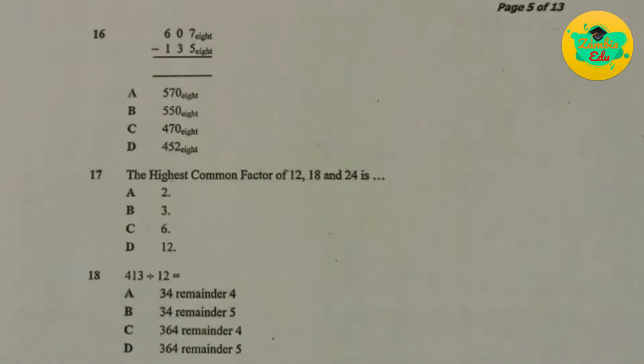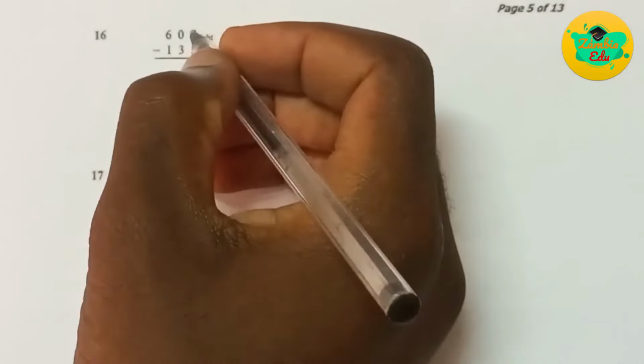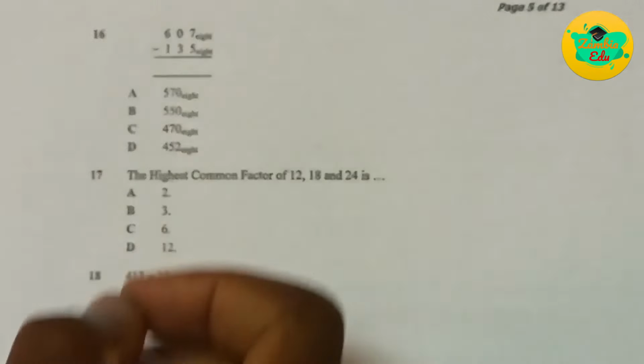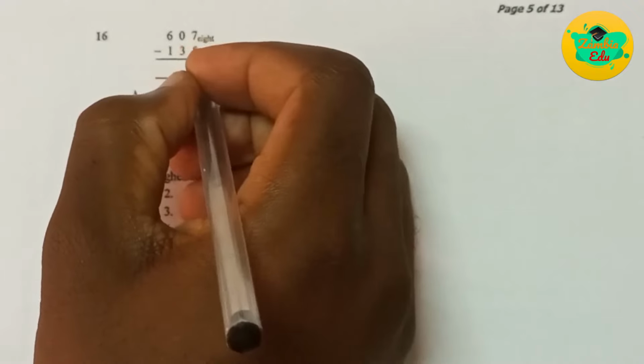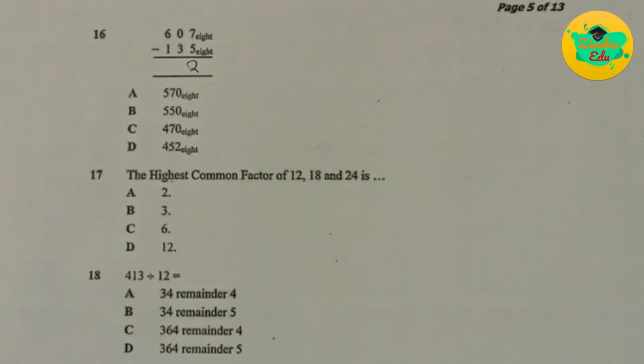Number 16 is requiring us to subtract 607 base 8 and 135 base 8. So we subtract those two numbers which are in base 8. Alright, so we begin. 7 take away 5. That's a 2. We can write a 2, in base 8 is allowed. Yes.